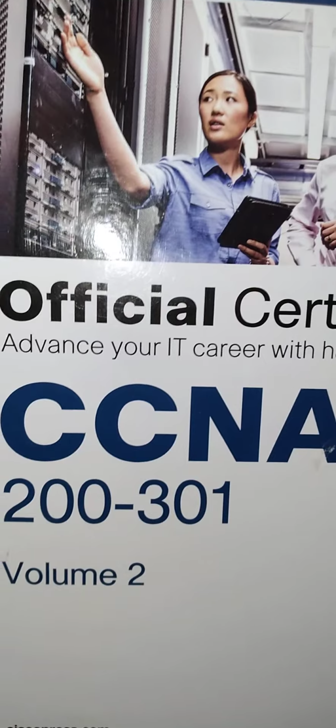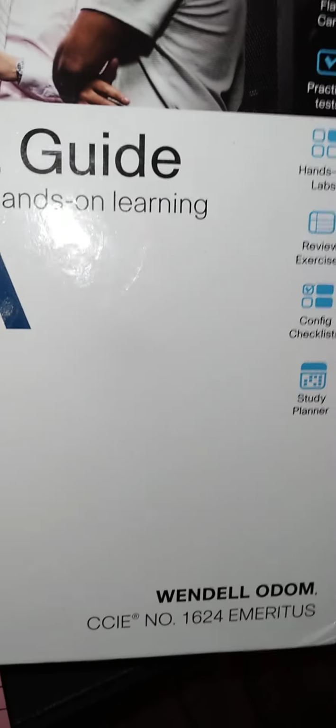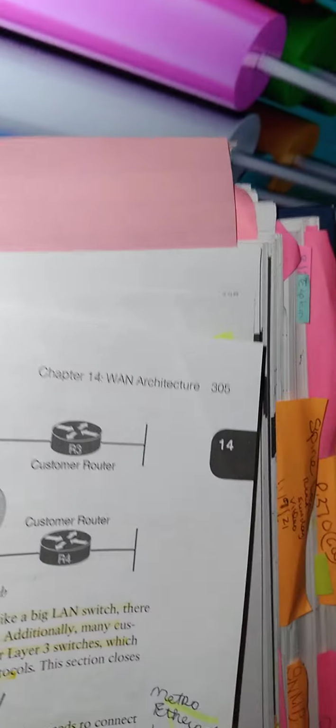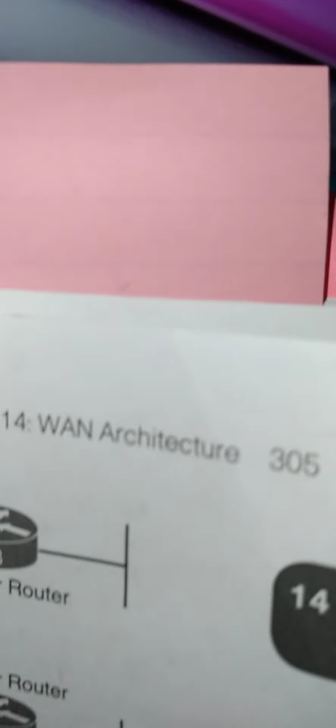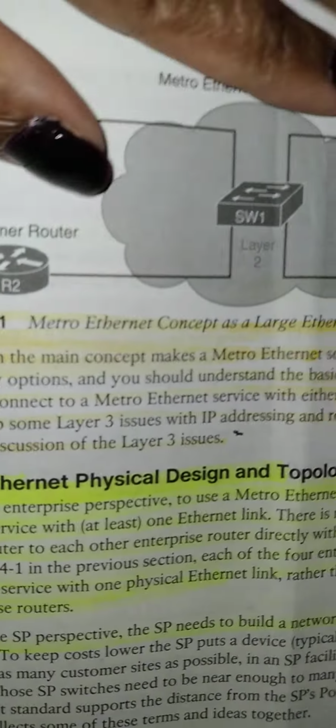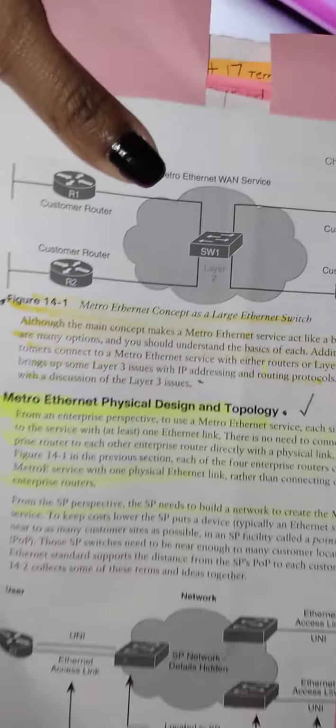Okay, so we're at the 6 mark time frame, and so I would like to read a little bit about the topology, Metro Ethernet, physical design, and topology. And we're going to go to CCNA, Volume 2, Wendell Odom. And tonight we're going to the same chapter, Chapter 14, WAN Architecture. And we're going to read more on Metro Ethernet, physical design, and topology.